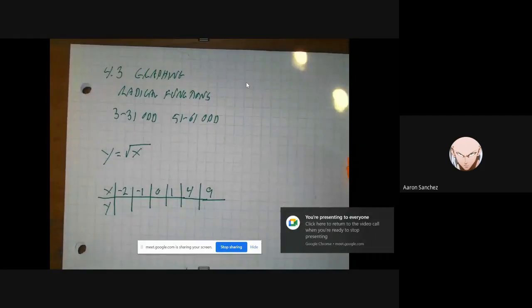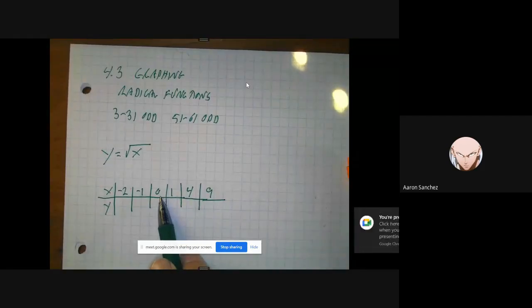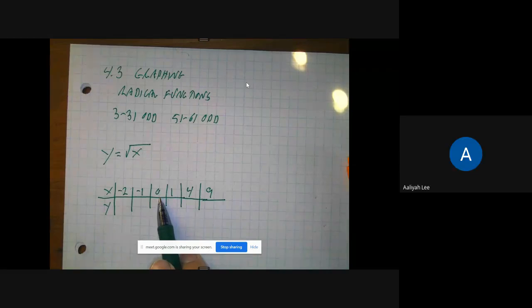I'm graphing the square root of x. Let's just focus on these numbers here. Notice I went 0, 1, and then I skipped 2 and 3, and I went to 4, and I skipped 5, 6, 7, and 8, and I went to 9. Why am I doing this for the square root, do you think?